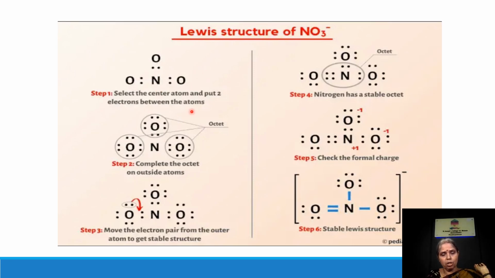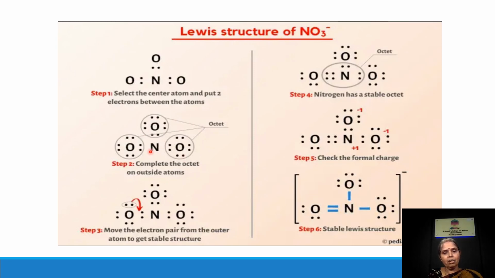How many electrons are to be accommodated? 5 on nitrogen, 6 each on oxygen. So, that is 6 times 3 is 18, 18 plus 5 is 23, plus 1 for the minus charge. So, 24 electrons to be accommodated. First put nitrogen at the center, and connect each of the outer atoms with one pair of electrons. Then after that, always focus on the outer atoms for filling the octet. So, you are focusing on the 3 oxygens, and you gave an octet to each one of them.